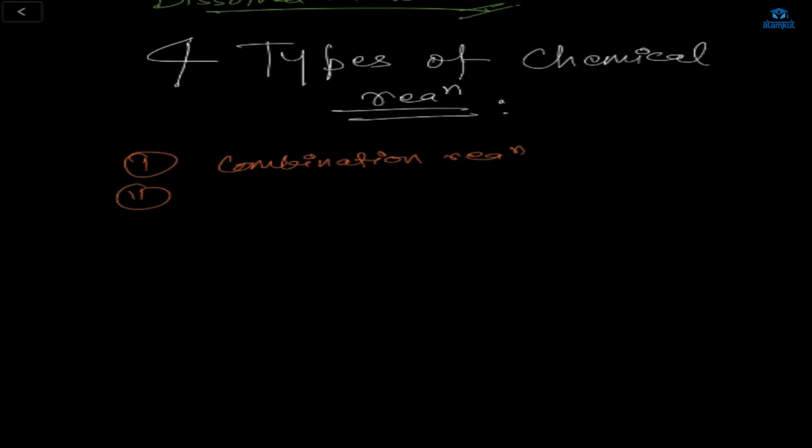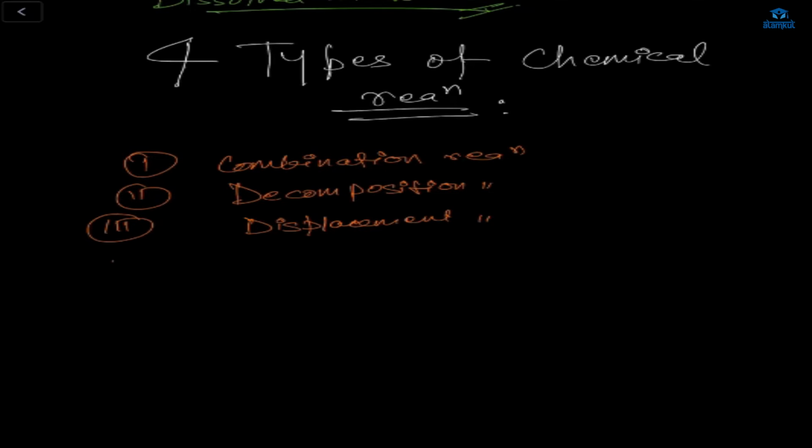Then what was that? What was that, Datta? After combination: decomposition, recomposition, and displacement, double displacement. Displacement and double displacement reaction, and the DD reaction, which means double displacement. Okay, now let us first study what is a combination reaction.